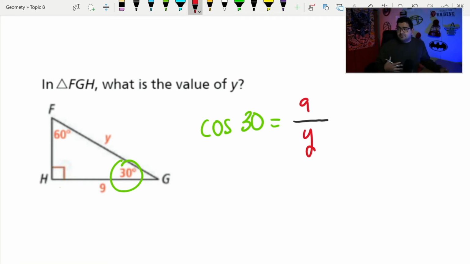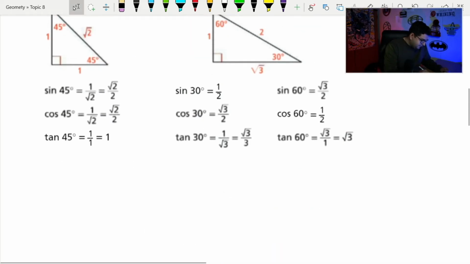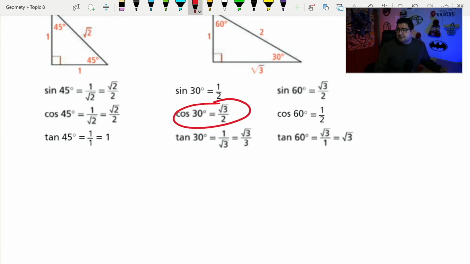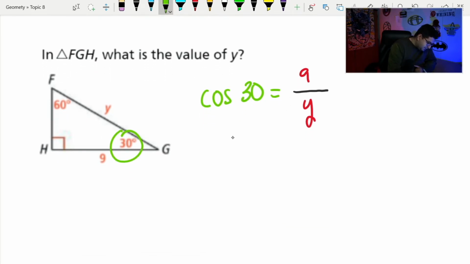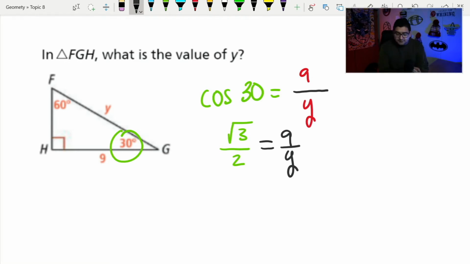Now here's where I'm going to use those values that I showed you at first, because I'm going to go back and look at what the cosine of 30 actually equals. If I go up here, the cosine of 30 is the square root of 3 divided by 2. So I'm going to substitute the cosine of 30 with the square root of 3 divided by 2. The cosine of 30 equals the square root of 3 over 2, and that must equal 9 divided by y. Now it's simply a matter of solving for y. First, we're going to get y out from under the denominator. I'm going to multiply both sides by y.